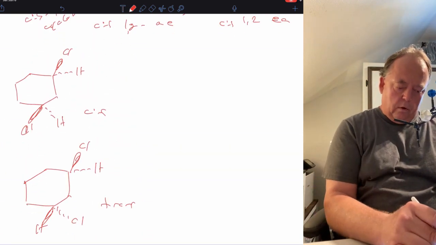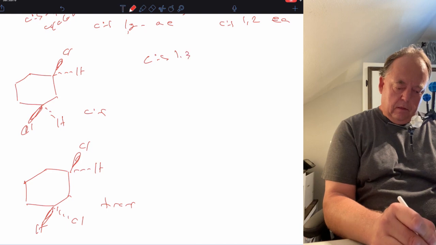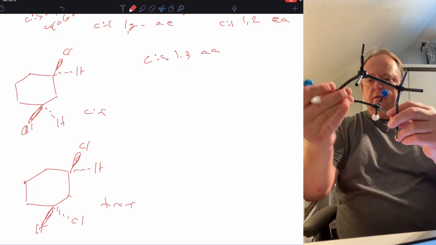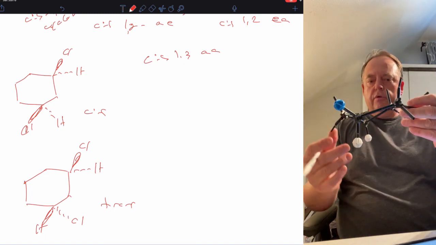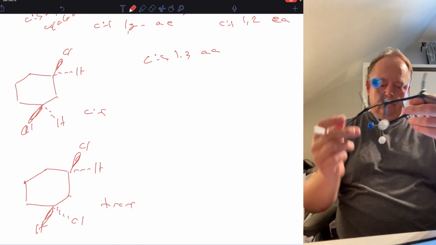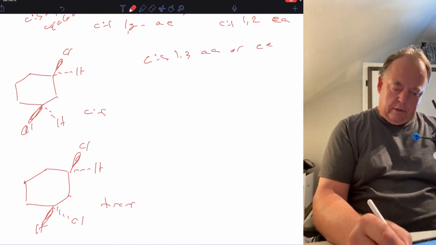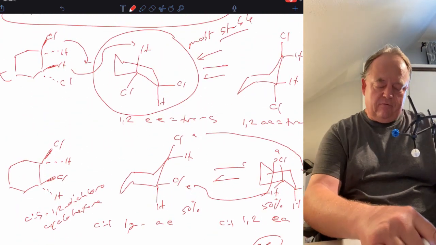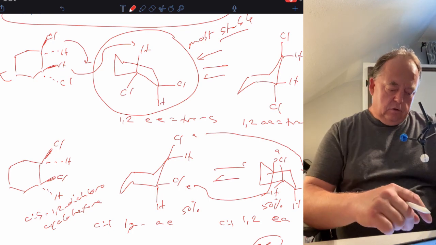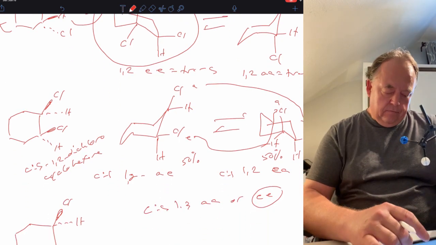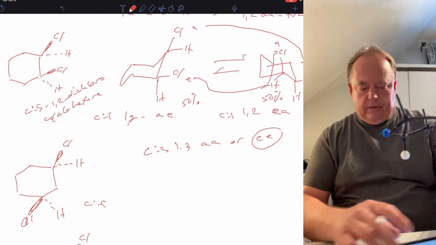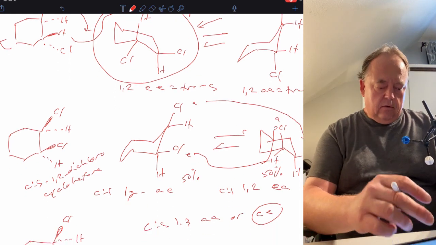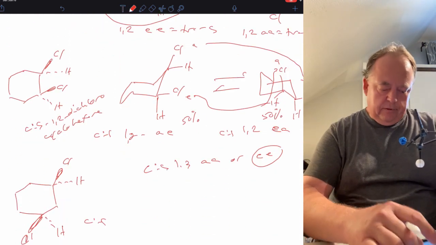So if it's cis 1,3, they're both axial, and then of course if you do a chair flip, everything axial has to go equatorial, so they can then be both equatorial, both horizontal as well. And the one that's going to be more stable, of course, is the EE. So you can see it's exactly opposite of 1,2. 1,2 cis is AE, but 1,3 cis is AA or EE, which is what 1,2 trans was. 1,2 trans is AA or EE. So 1,2 is exactly opposite of 1,3.